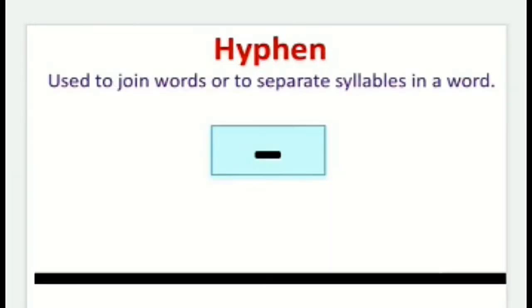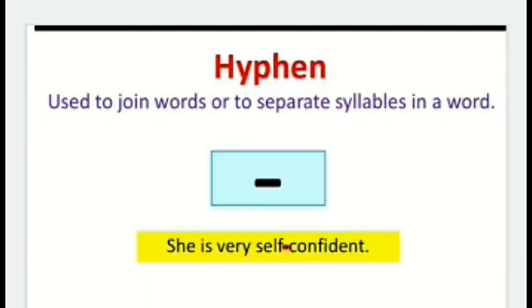And next is the hyphen. A hyphen is used to join words or to separate syllables in a word, like in "developing". For example, "She is very self-confident." So self-confident: she is very self-confident.